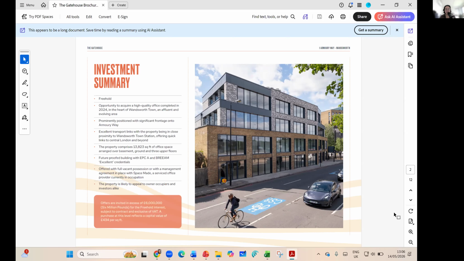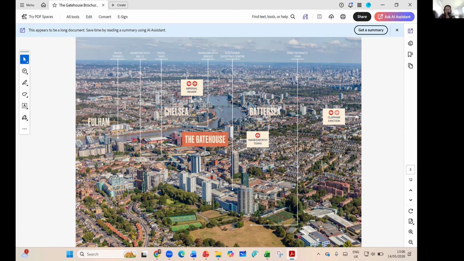Therefore, the best assumption for us is to change the use, to make this a residential development. Even though the building is there, it looks like it's going to be a resi development. So we need to find out what the investment case for it is going to be.